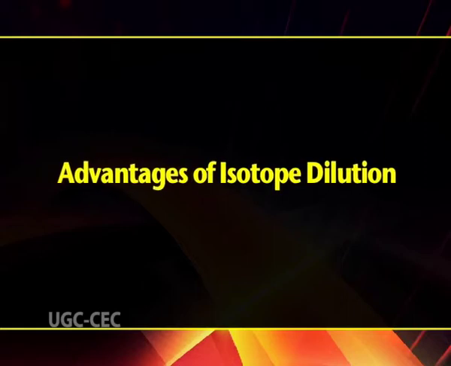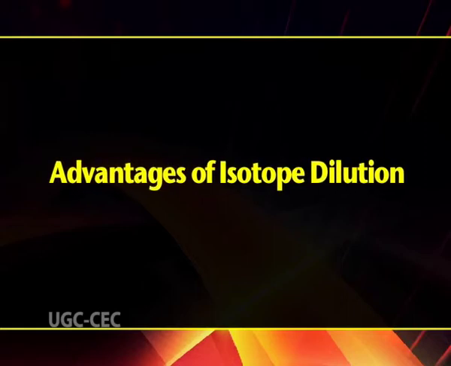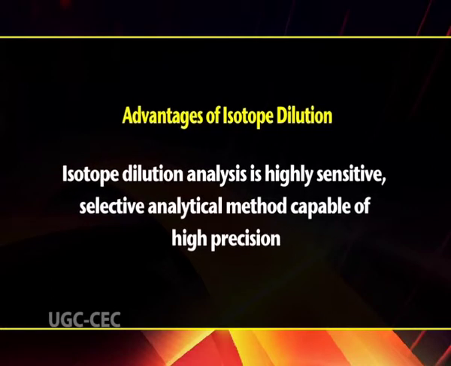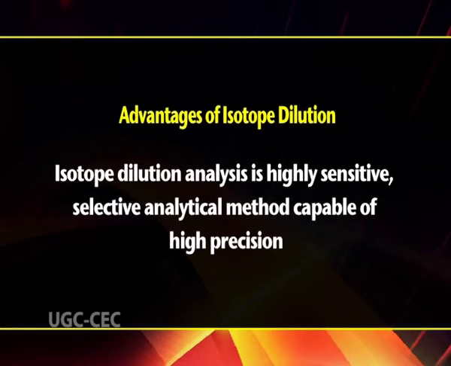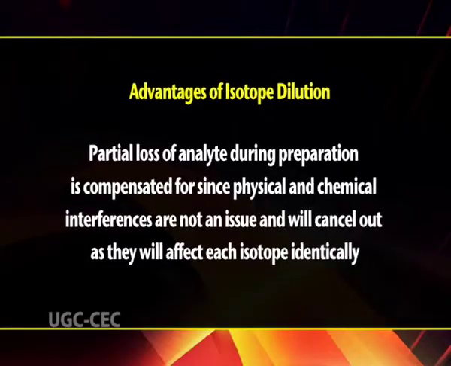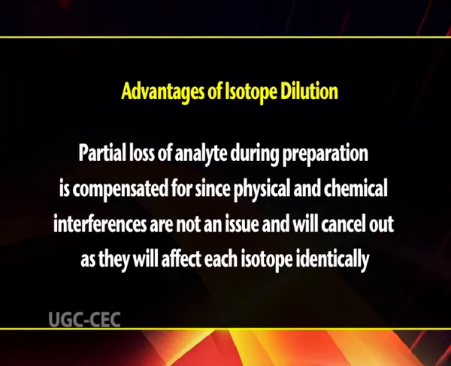Now coming to advantages of isotope dilution. Isotope dilution analysis is a highly sensitive, selective analytical method capable of high precision. It offers the opportunity to determine the amount of material present in a system without the need for a quantitative separation of the material from the system. Partial loss of analyte during preparation is compensated for, since physical and chemical interferences are not an issue and will cancel out as they will affect each isotope identically.